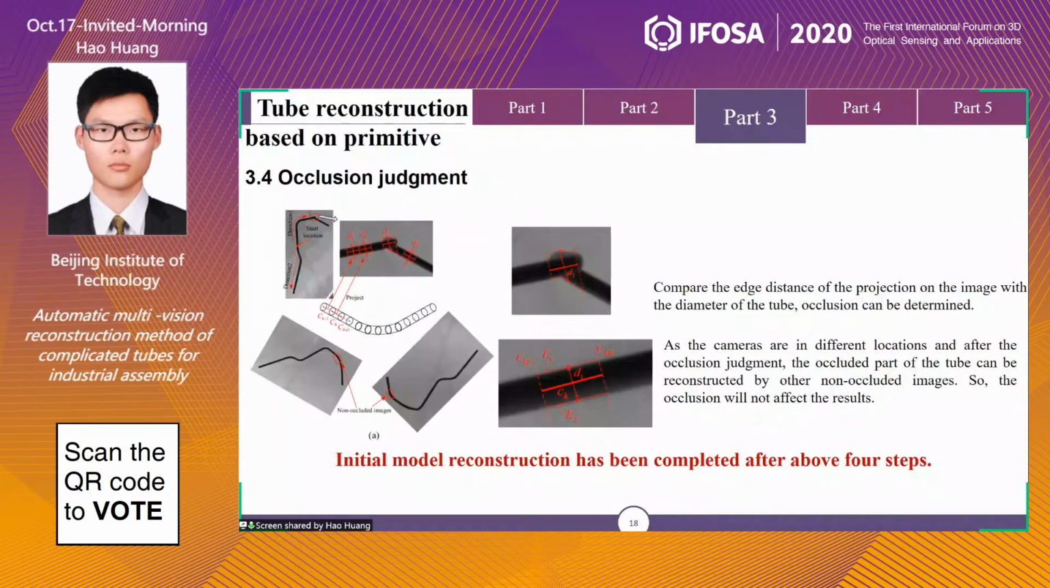As the cameras are in different locations, after the occlusion judgment, the occluded part of the tube can be reconstructed from other non-occluded images. So the occlusion will not affect the results. The initial model reconstruction, that is multi-small cylinder reconstruction, has now been completed after about 4 steps.